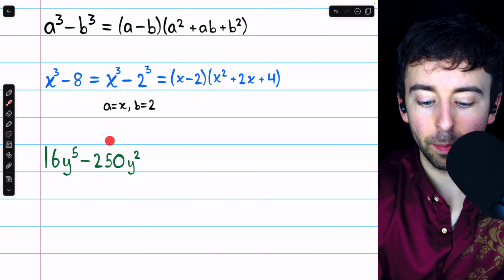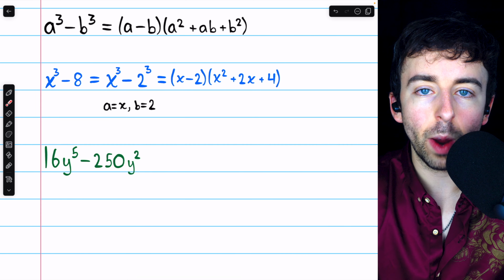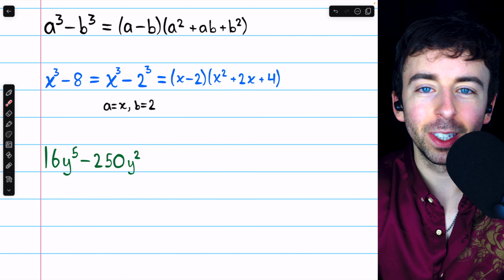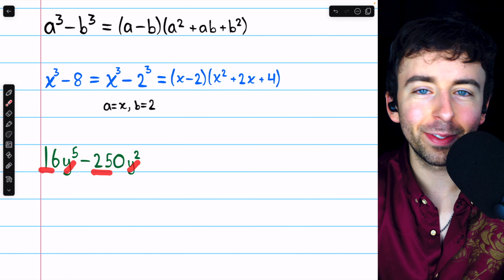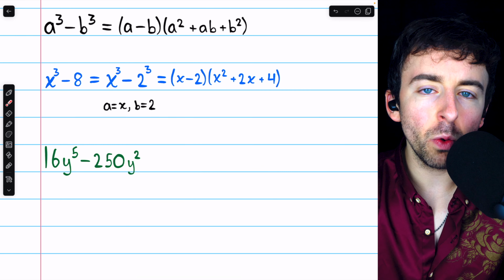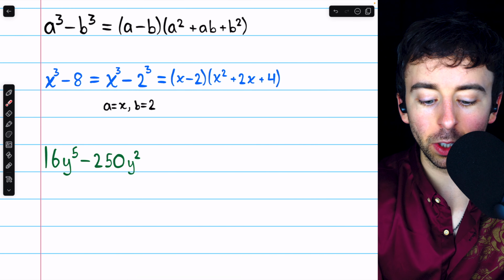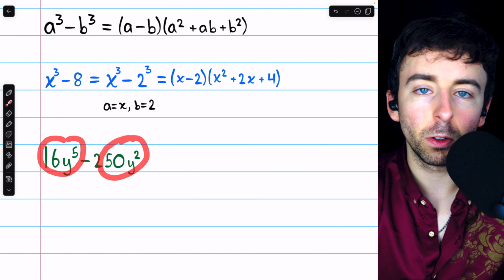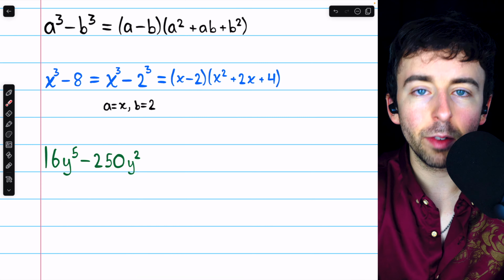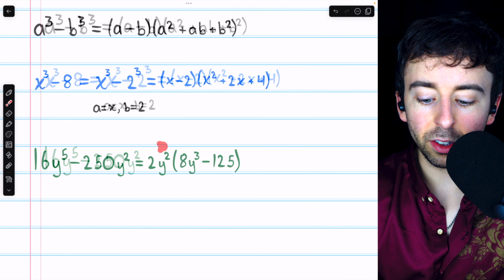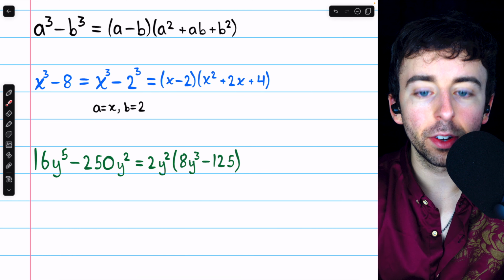Here's a messier example, 16y to the power of 5 minus 250y squared. At a glance, there aren't really cubes here. Y to the 5, y squared, 16, 250, these are not cubes. So we should think about factoring out the greatest monomial factor. Clearly, both of these terms have a factor of y squared, and both of these terms also have a factor of 2. Thus, we take that greatest monomial factor of 2y squared out of both terms.